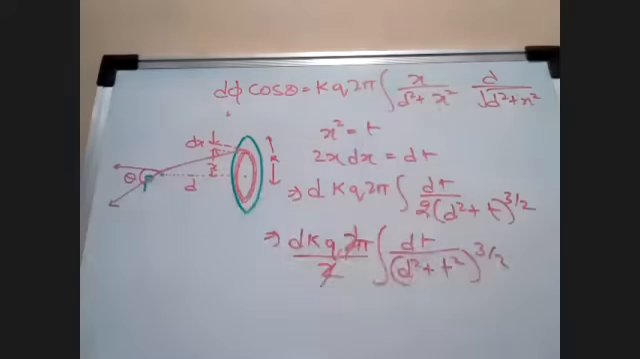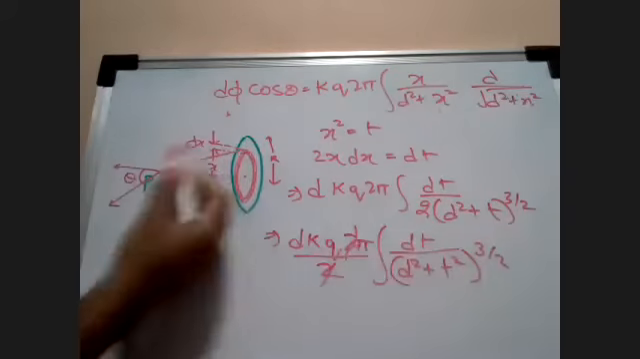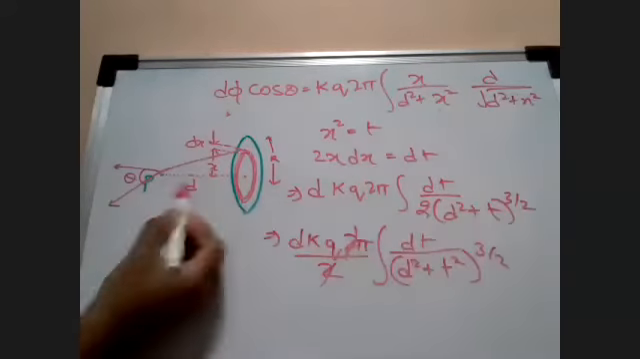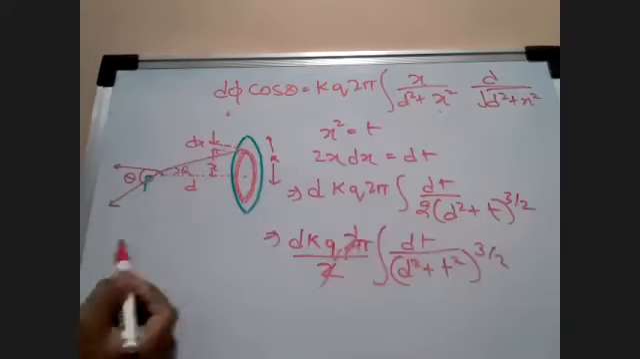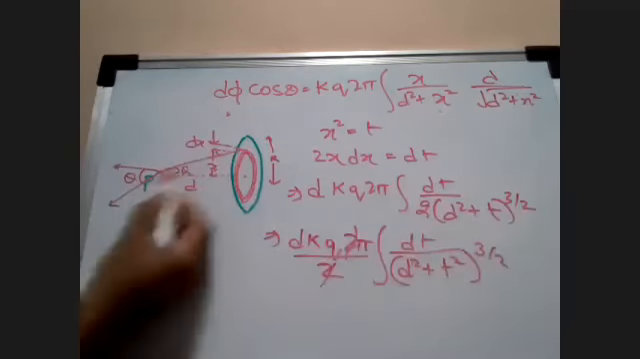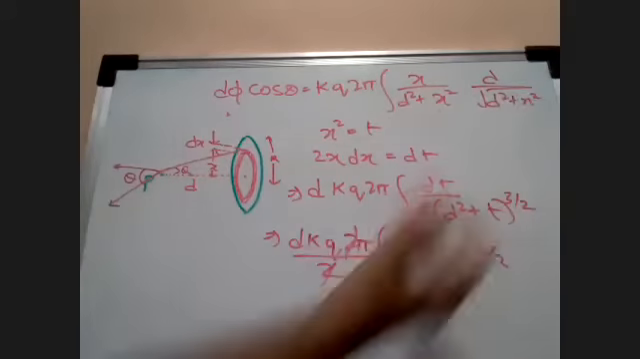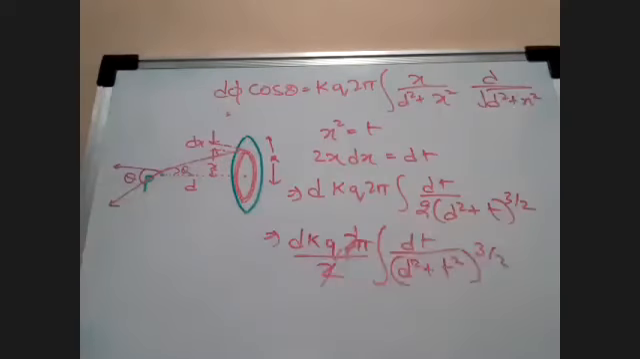into cos theta. And cos theta in this is what? Adjacent upon hypotenuse. So adjacent is what? d, considering this is theta. This is d, and the hypotenuse is root of d square plus x square. So I wrote d upon root of d square plus x square.